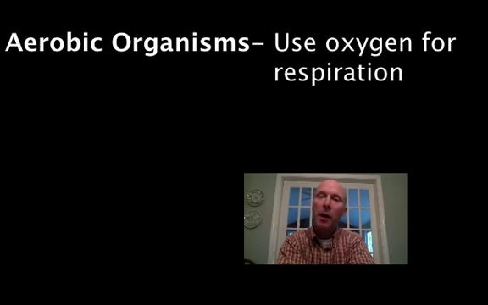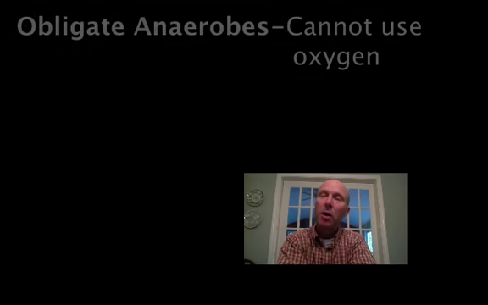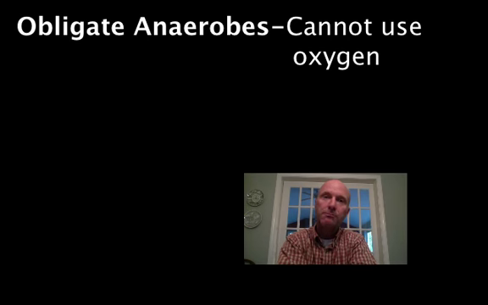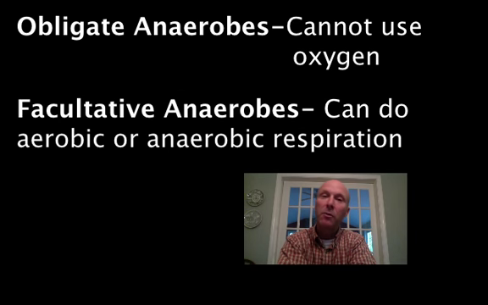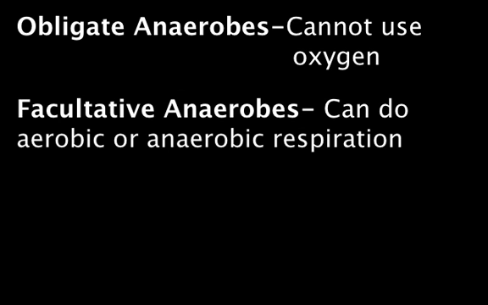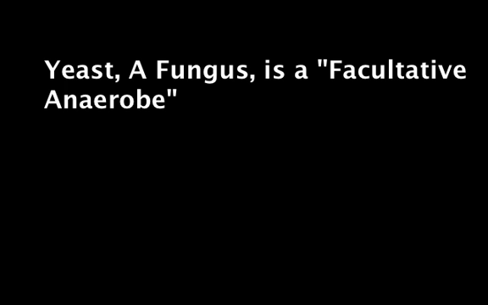Organisms that can use oxygen to help break down organic compounds are considered aerobic organisms. Some organisms can only do anaerobic respiration, and they're called obligate anaerobes, while others can survive well with or without oxygen and are termed facultative anaerobes. These two groups of organisms are typically primitive and are bacteria and some fungi. Yeast, a fungus, is a facultative anaerobe.